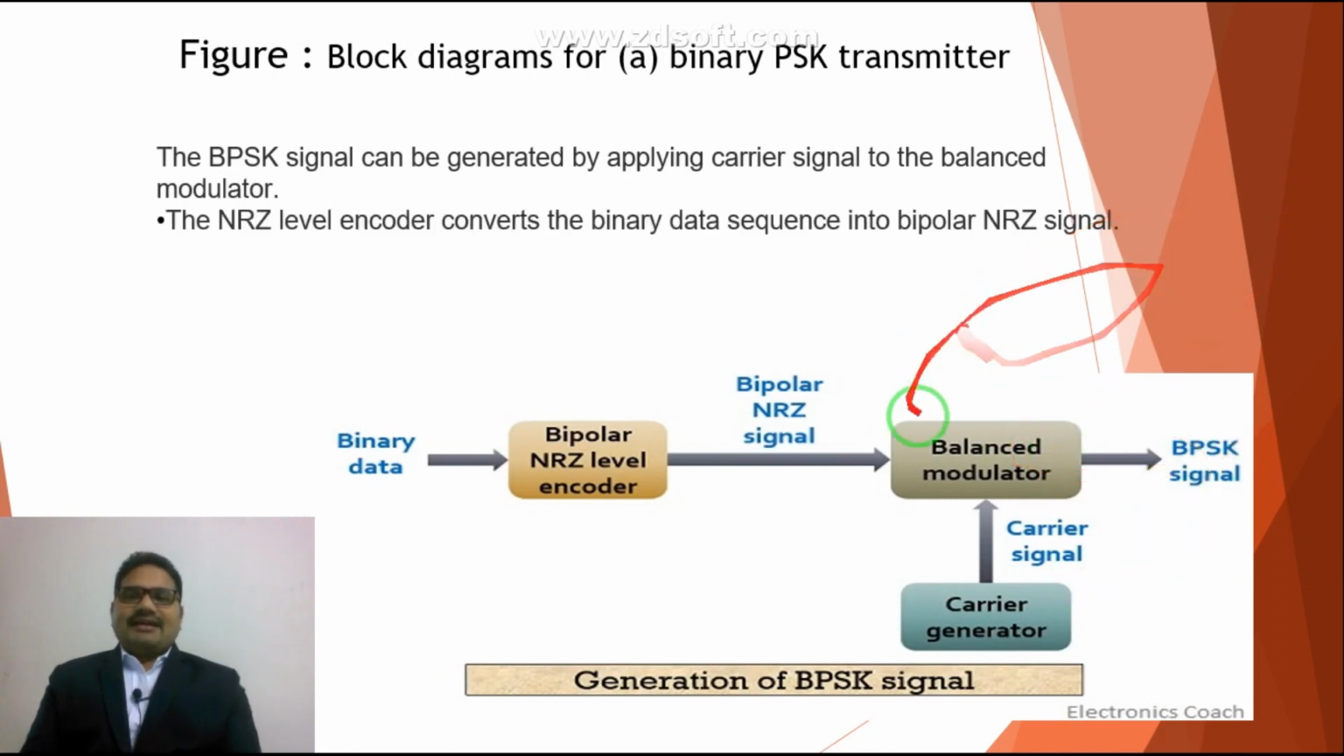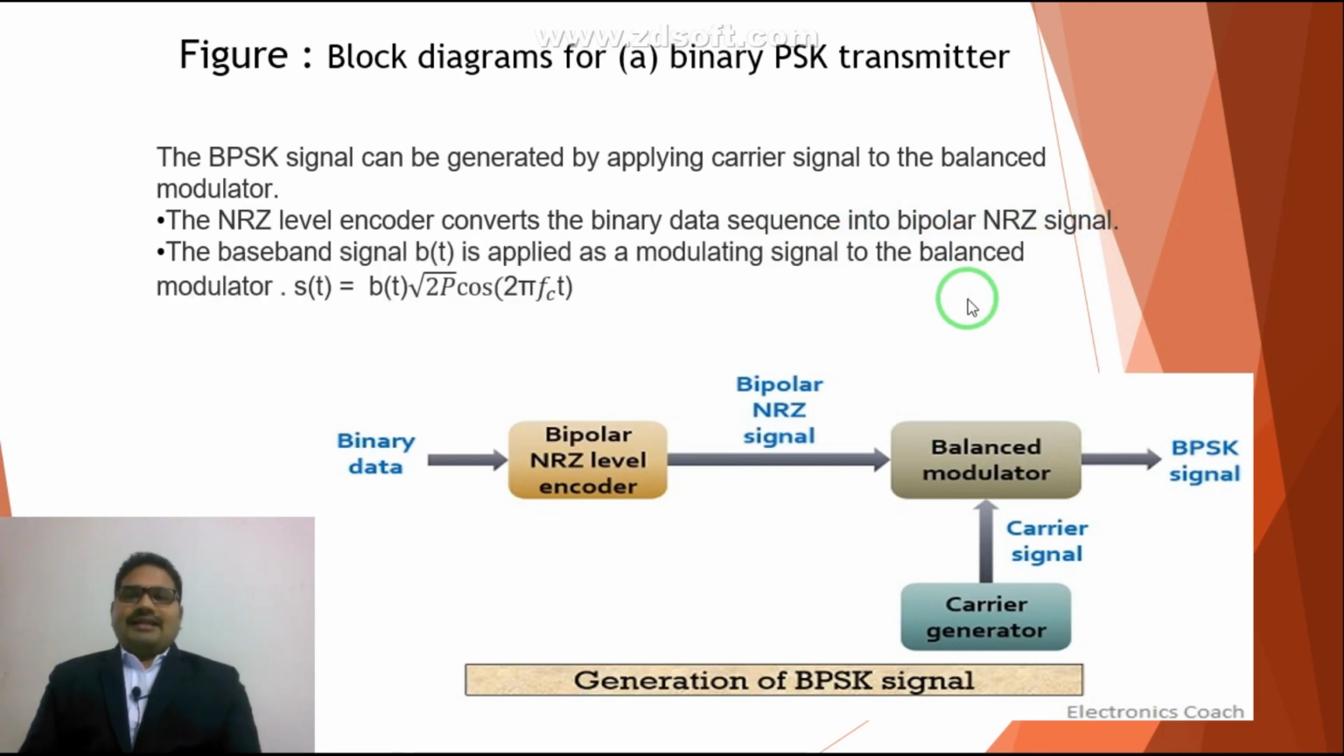And this NRZ level encoder converts the binary data sequence into a bipolar NRZ signal, that we already saw. And this baseband signal b(t) is applied as a modulating signal to the balanced modulator. So what is the equation of BPSK? The equation is given as b(t) square root of 2P cos 2 pi fc t.